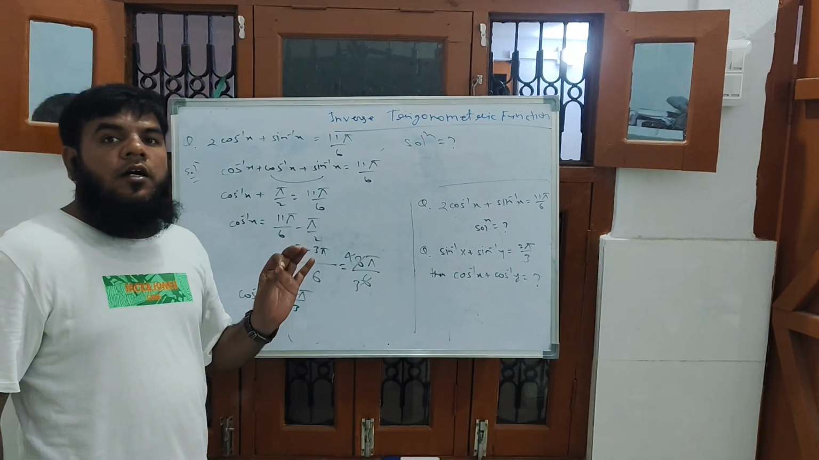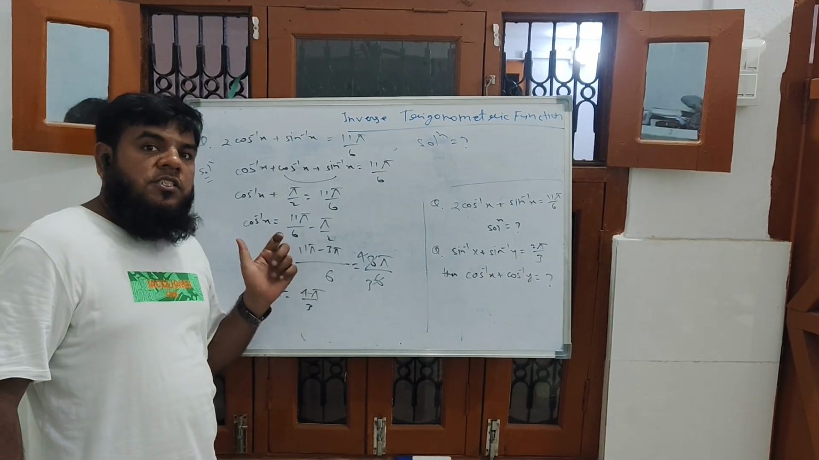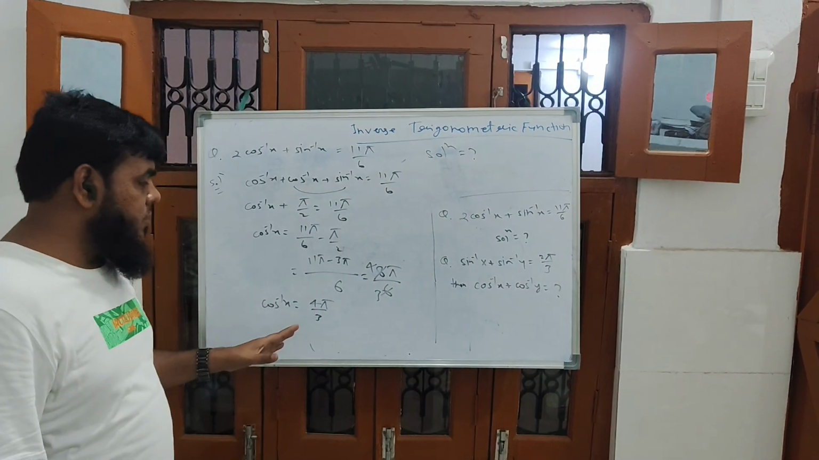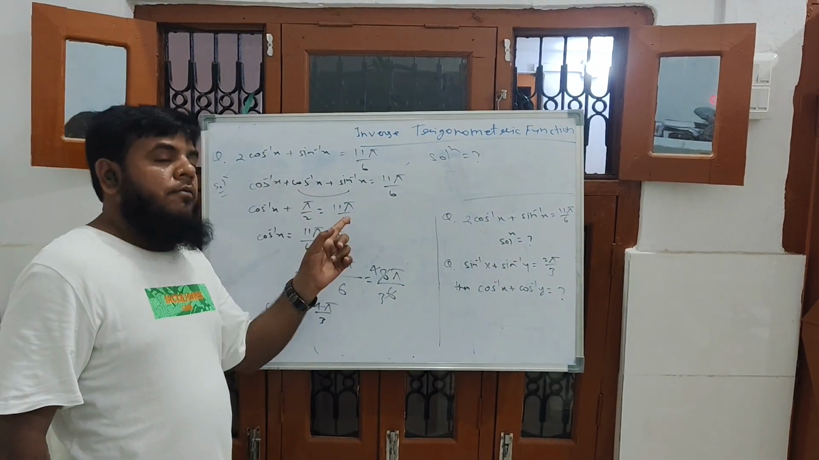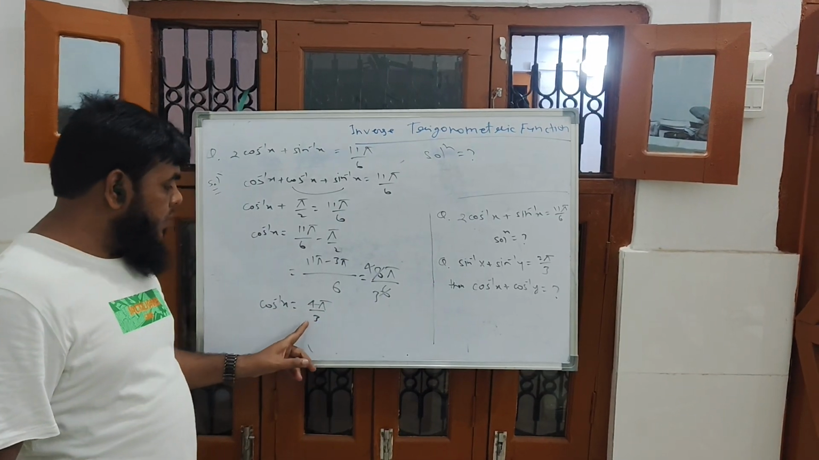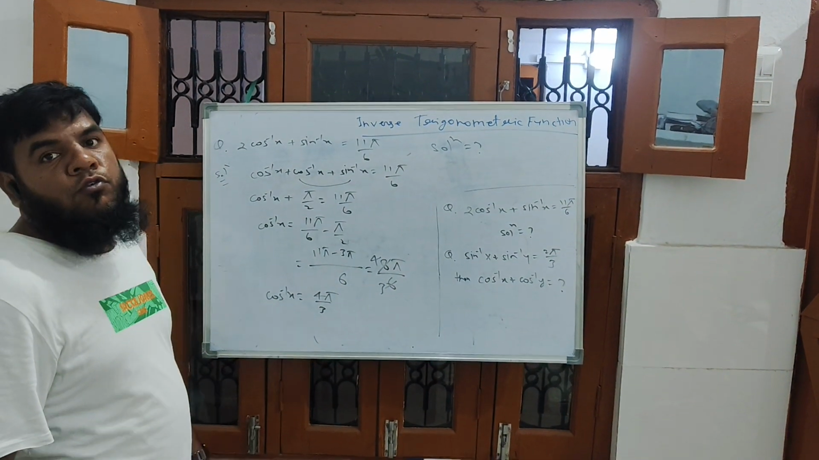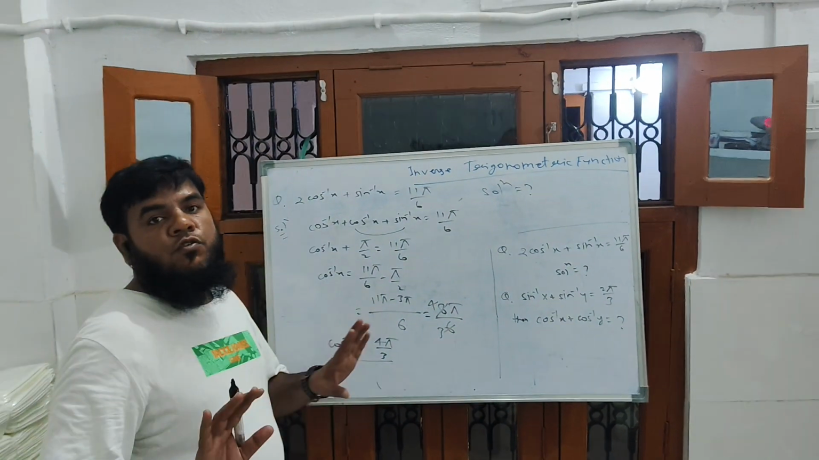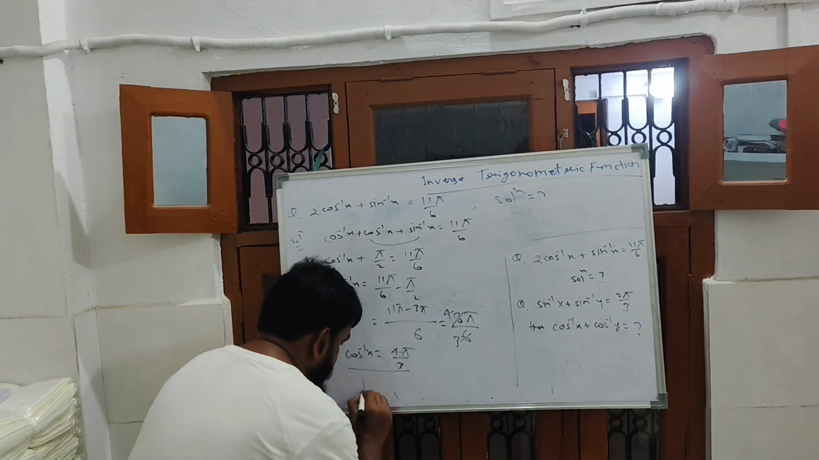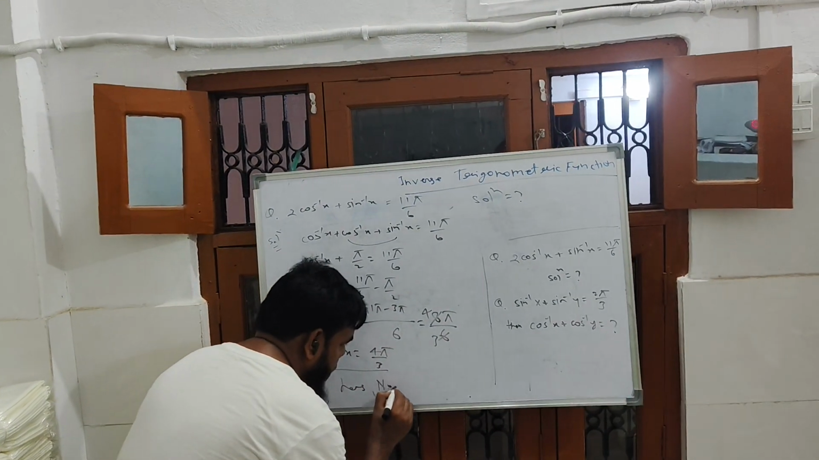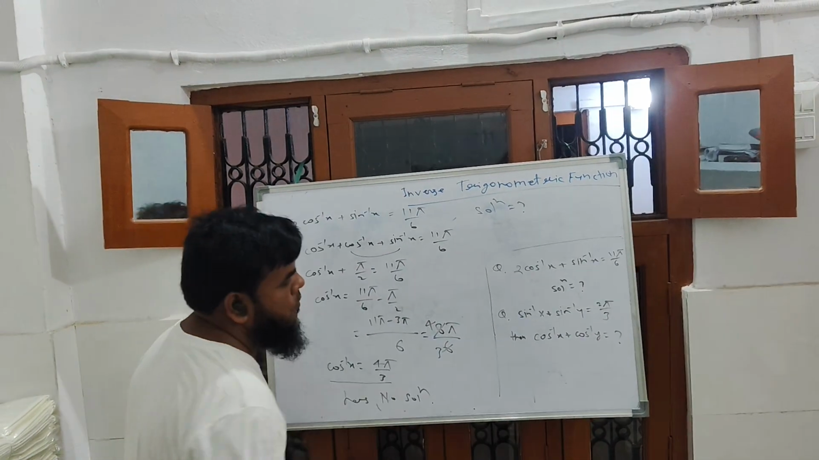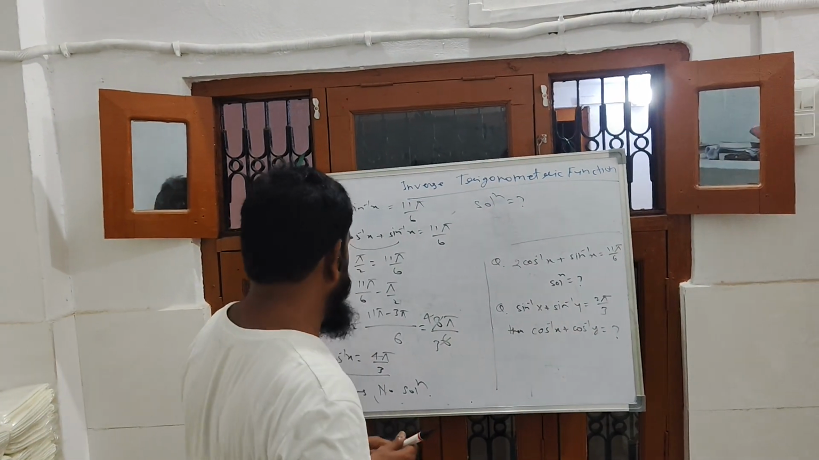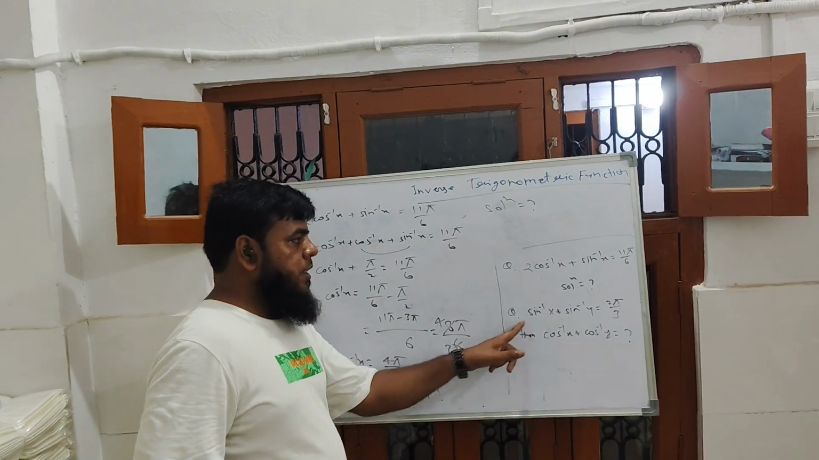But we know that the domain of cos inverse x is minus 1 to 1, and the range of this function lies between minus pi by 2 and pi by 2, but this value exceeds it. So we can say this function has no solution. I hope you are getting it. Now we will proceed to the next question.